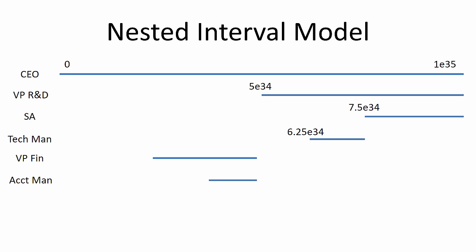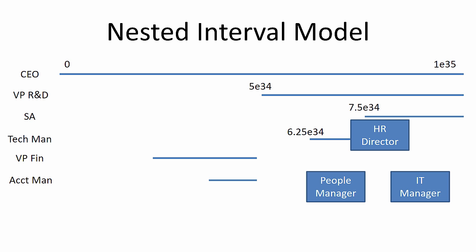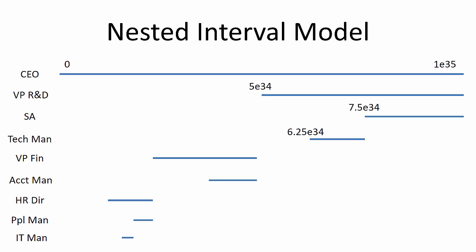And then finally, as we add the HR director, the people manager, and the IT manager, we'll see that the HR director, again, gets half of the value of the CEO. The people manager gets the right half of the HR director. And then the IT manager is going to get the right half of the remaining interval of the HR director. And so as they get added in, this is kind of how they would appear on a number line.